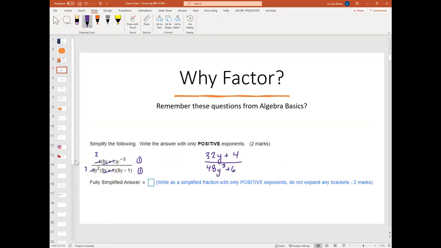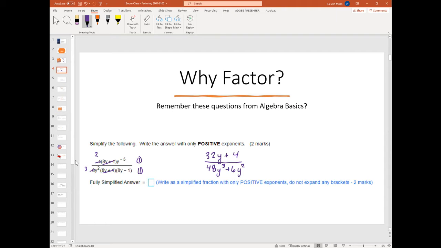48y cubed plus 6y squared. If we start with this expression, this is now what we're tackling as part of this module. This is really how we encounter these in the wild. We've done some sort of mathematics. We maybe put some equations together.